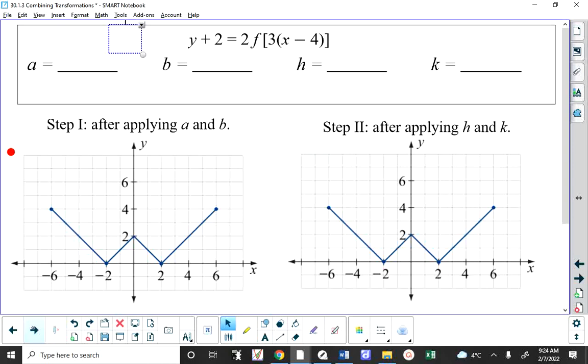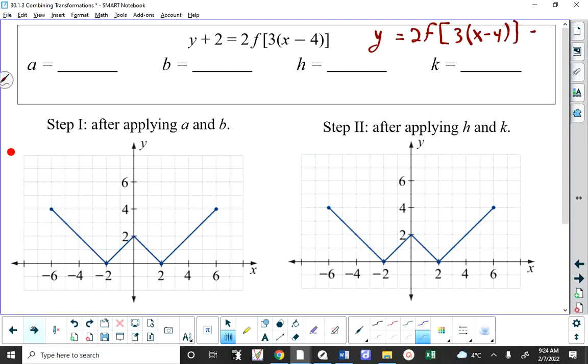Now, that's not entirely true. I hope that everybody in the class can see, looking at that, k is negative 2. Yes? But to be explicit, we would take that and we would write y equals 2 f of (3(x minus 4)) and subtract 2. So all I've done is I've subtracted that 2 from both sides.